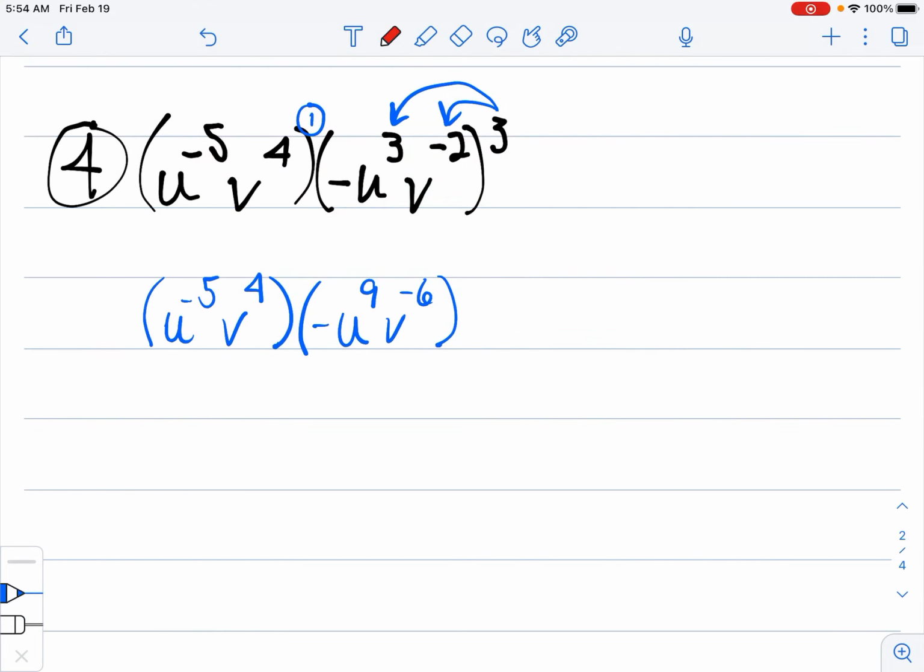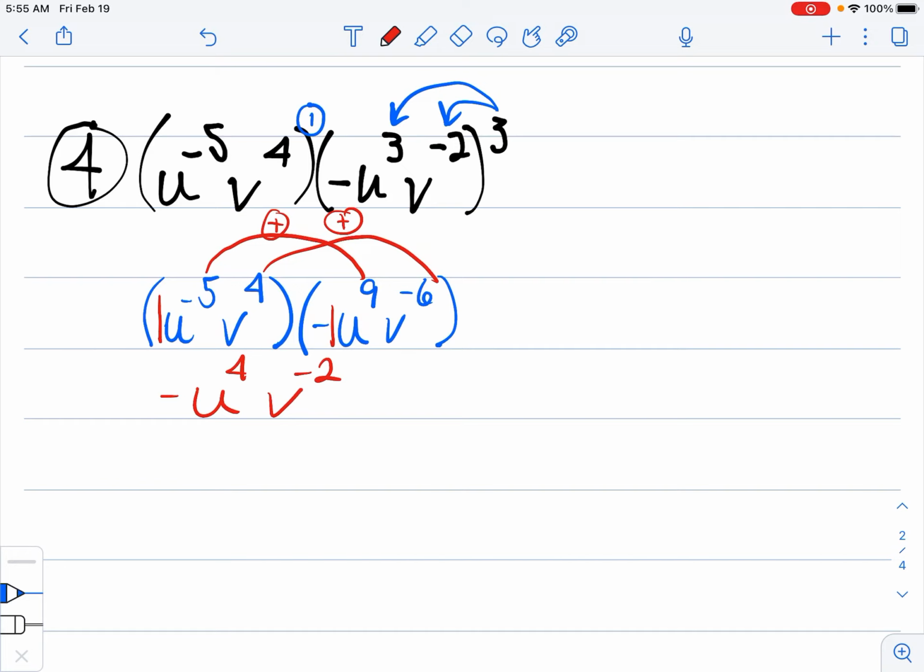And I can multiply the u bases together because these are just coefficients. So I have a positive 1 theoretically there and a negative 1 theoretically there. That's going to become negative 1 when I multiply those u's together. And I'm going to do that still by adding the exponents together. And I'm going to do the same thing here with the v's. So negative 5 plus 9 is going to be 4. So I'm going to have negative u to the fourth power, and then 4 plus negative 6 is negative 2, v to the negative 2 power.